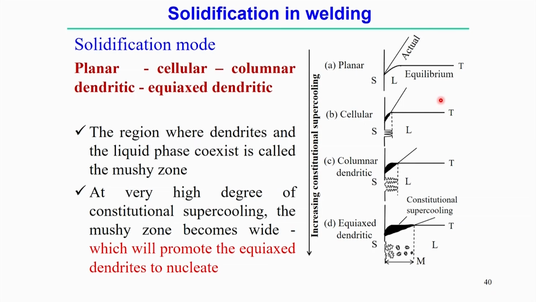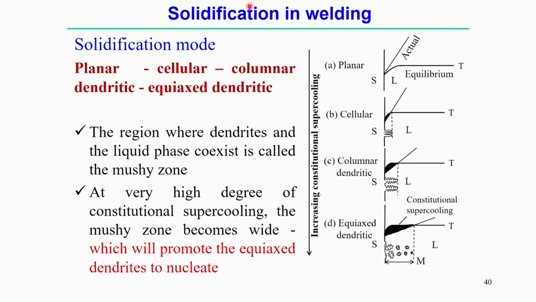Cellular mode, in this case, means there is a small amount of constitutional supercooling. If you look at the third, the amount of constitutional supercooling is increasing, and that tries to produce the columnar dendritic structure, and finally, the maximum amount of supercooling produces the equiaxed dendritic structure. So, depending upon the amount of constitutional supercooling, the solidification mode basically changes, or the solidification mode can be decided.